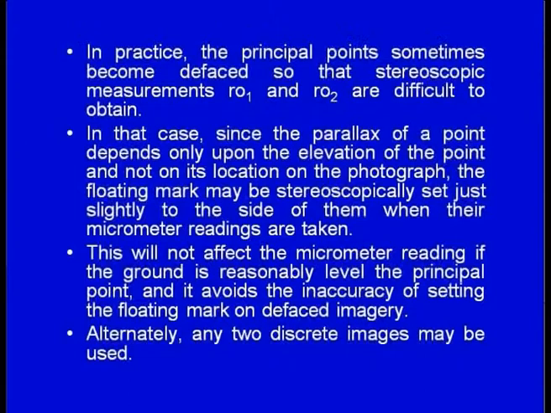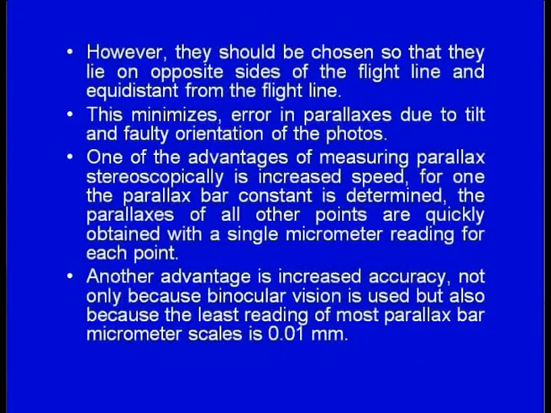In that case, since the parallax of a point depends upon the elevation of the point and not on its location on the photograph, the floating mark may be stereoscopically set just slightly to the side of them when their micrometer readings are taken. This will not affect the micrometer reading if the ground is reasonably level at the principal point, and it avoids the inaccuracy of setting the floating mark on defaced imagery. Alternately, any 2 discrete images may be used. However, they should be chosen so that they lie on opposite sides of the flight line and equidistant from the flight line. This minimizes errors in parallax due to tilt and faulty orientation of the photographs.